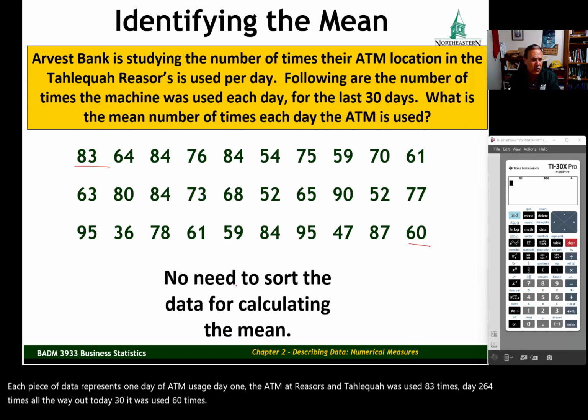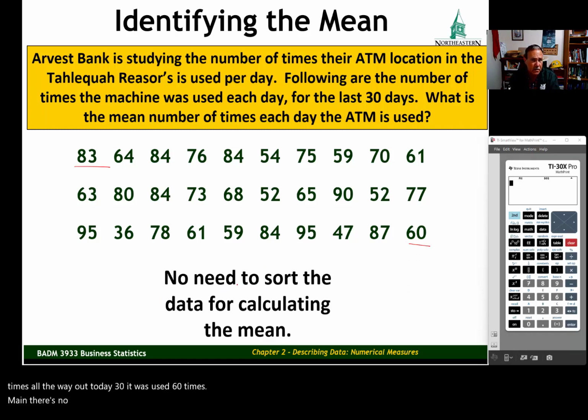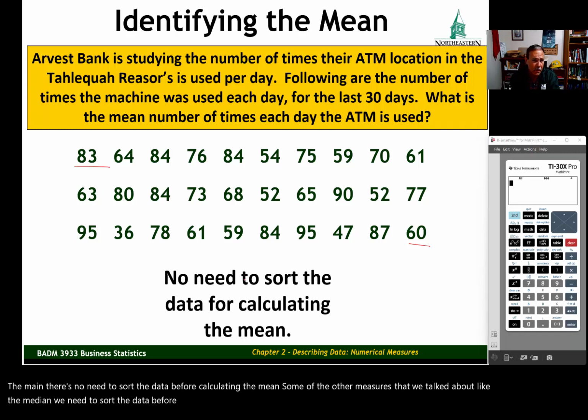Now for the mean, there's no need to sort the data before calculating it. Some of the other measures that we talked about, like the median, we need to sort the data before we find the median. It also helps to sort the data before we identify the mode, but for the mean it doesn't matter. It can be in any order. There's no need to sort.